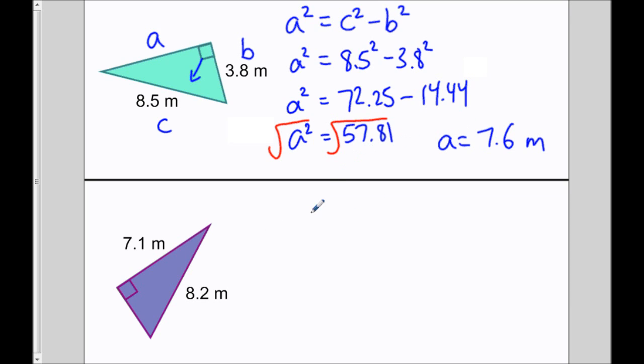So the second question is very similar. So why don't you label the three sides, okay, A, B, and C, write down the proper version of the Pythagorean theorem that you're going to use, crunch the numbers, and see what you get. So pause the video, and again, when you're ready to view the answer, just press play.